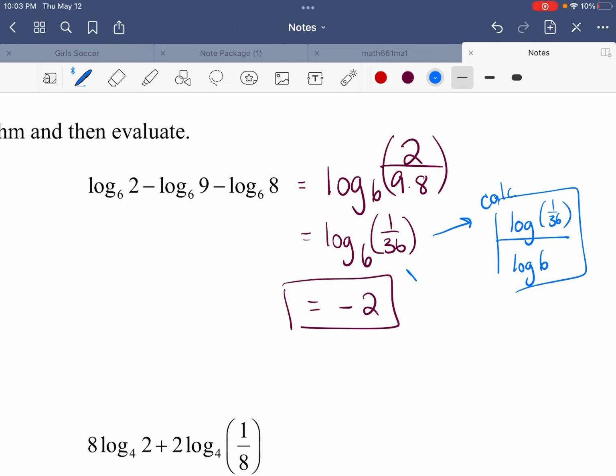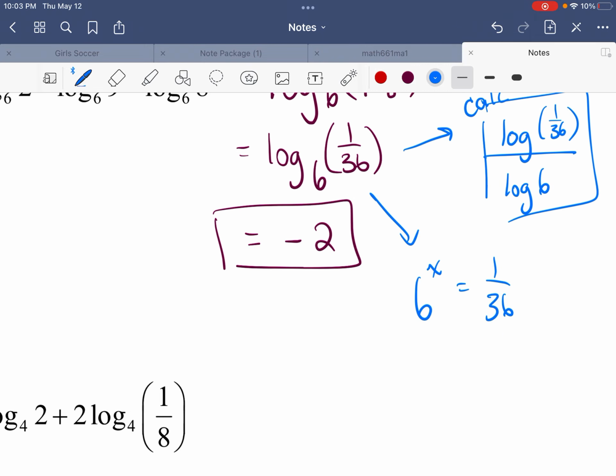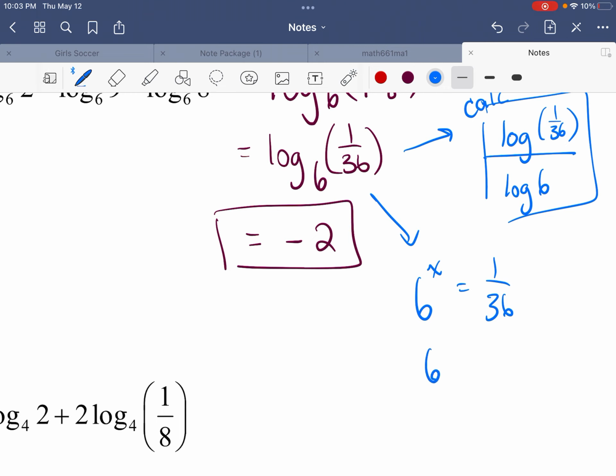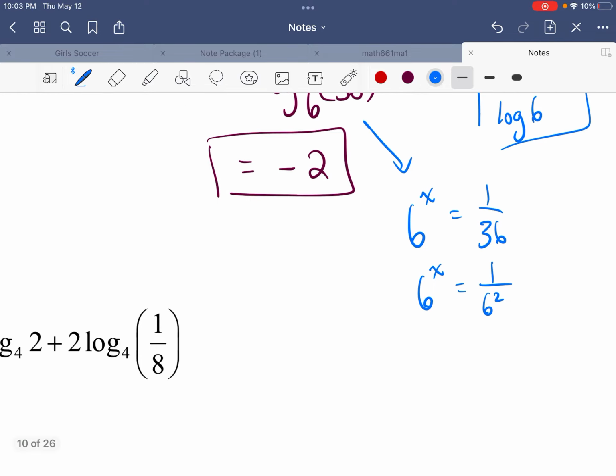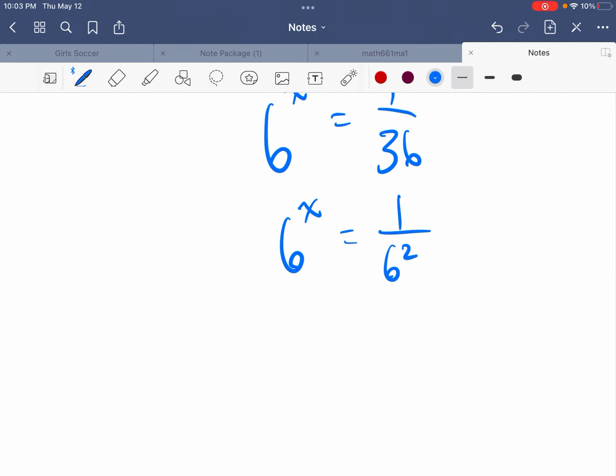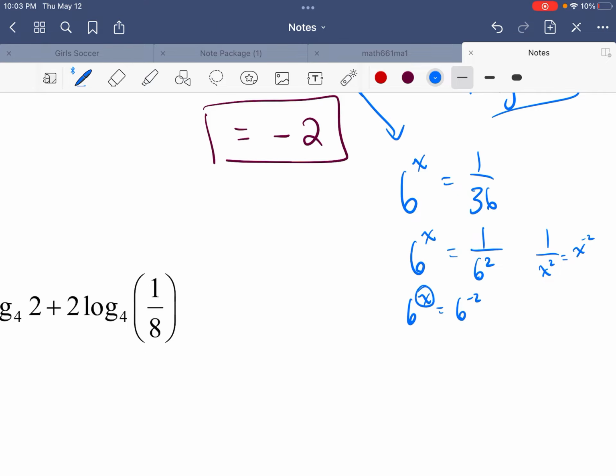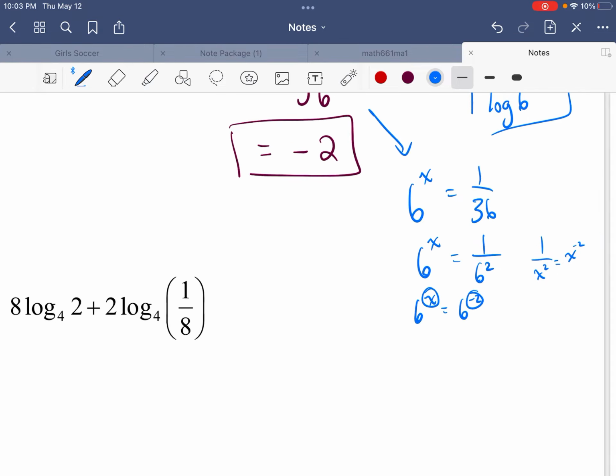The other way to think about this one is 6 to some exponent x is equal to 1 over 36. Now 36 is the same as 6 squared, so we can kind of go like this. And then there's an exponent rule that says if we have 1 over x squared or cubed or whatever, that's the same as x to the negative 2 or negative 3 or negative 4. So 6 to the x is equal to 6 to the negative 2. Now you'll notice that these are equivalent forms, same base, so x must equal negative 2.